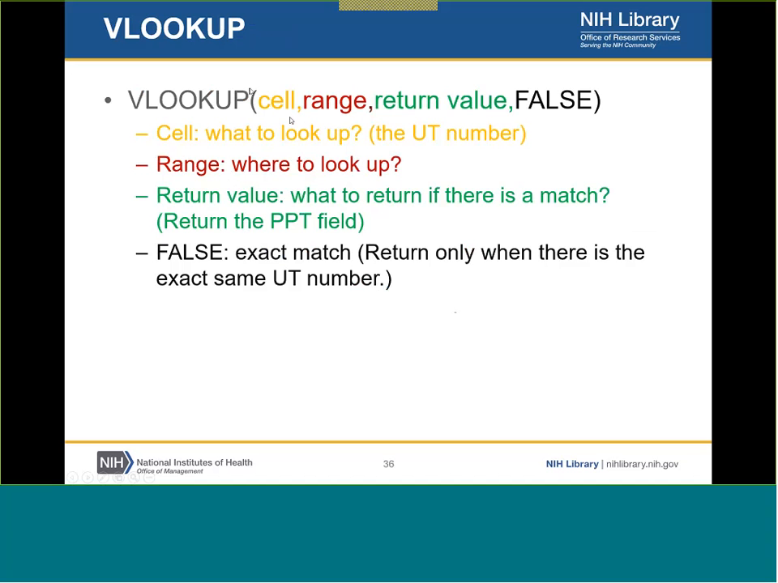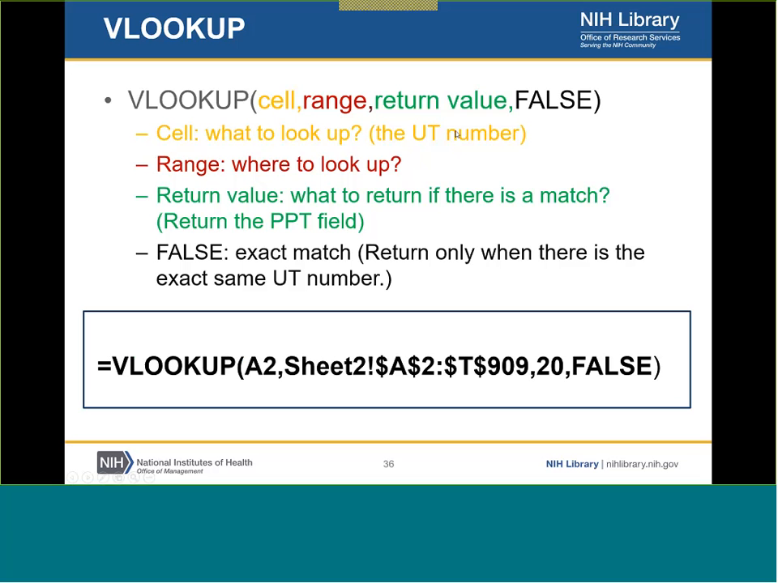There is a cell that you would like to look for, and then you give them a range to look up. And then if they find something that matches, they have to return something, and there is a value you have to put in, and it's a column value. And then you have to say it is false or true. False means that it has to be completely the same. So this is generally how we use VLOOKUP.